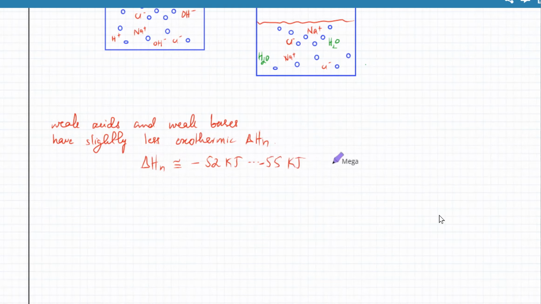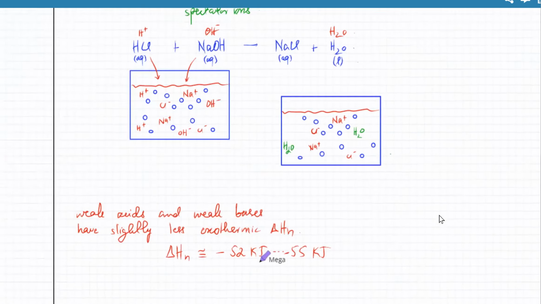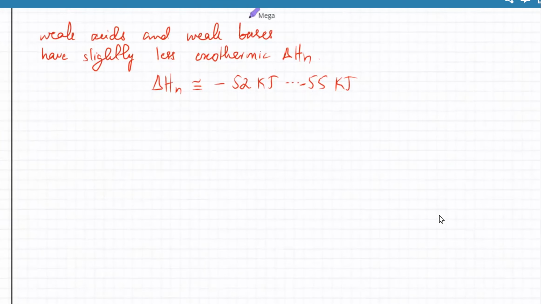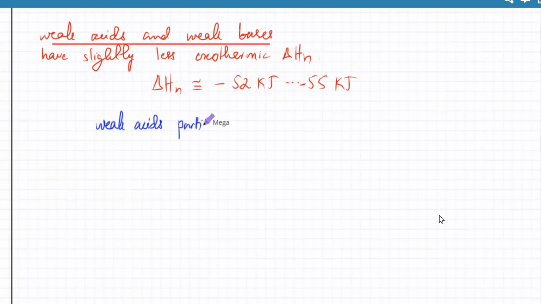Achha, why is it less exothermic? It's less exothermic because what is a weak acid? A weak acid doesn't like to ionize. It doesn't ionize easily. So weak acids partially ionize. Achha, partially ionize. Iska matlab hai ki let's say you have an organic acid that's a weak acid like ethanoic acid.